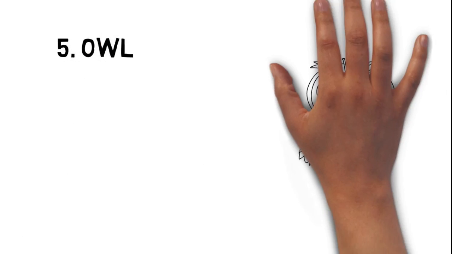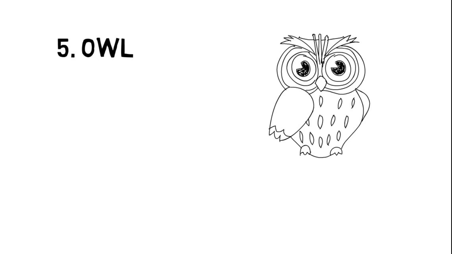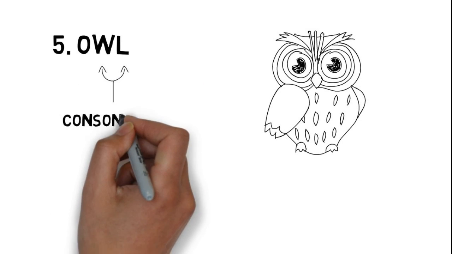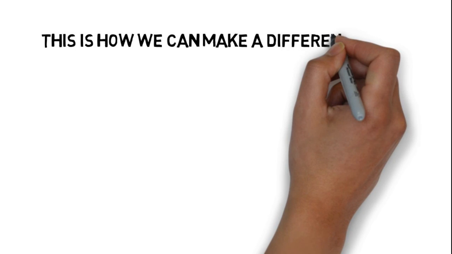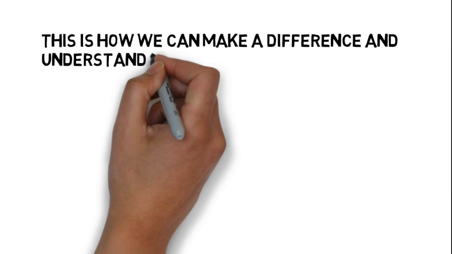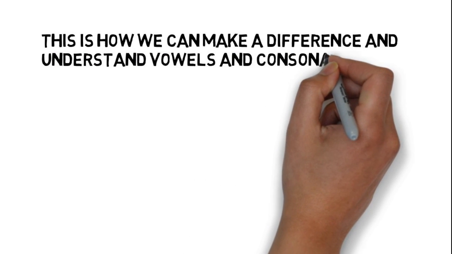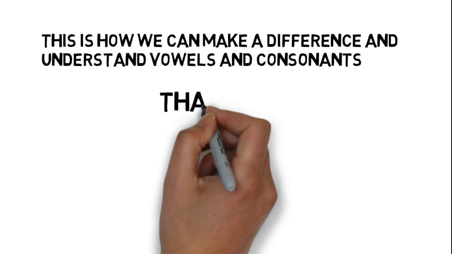Number 5. O-W-L. Now the letter W and L are considered as consonants. This is how we can make a difference and understand the vowels and consonants.